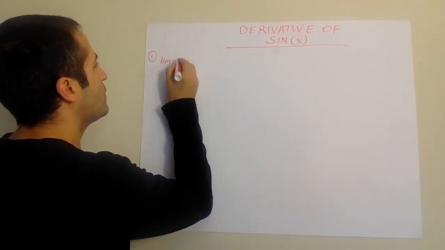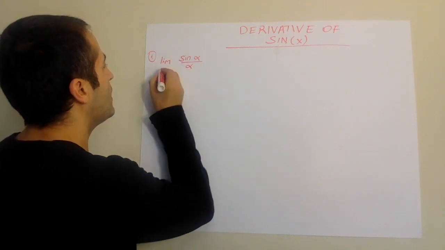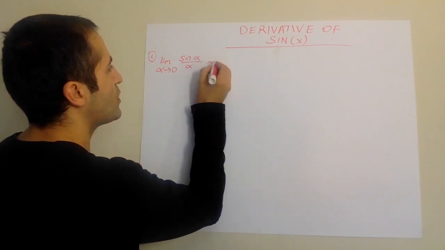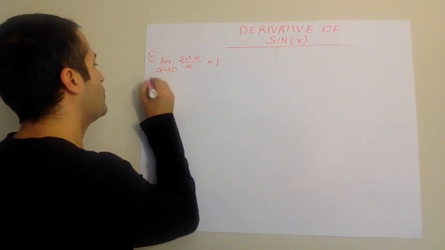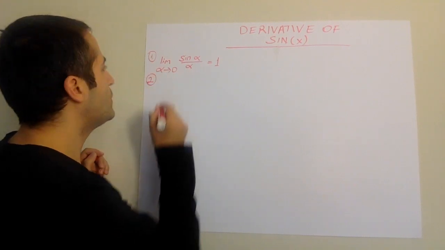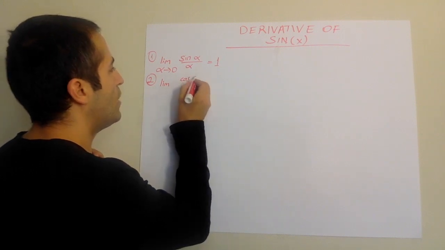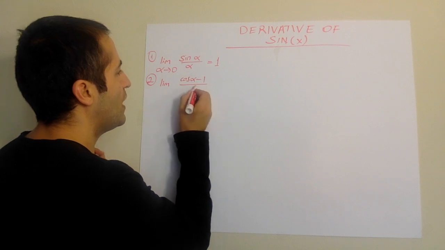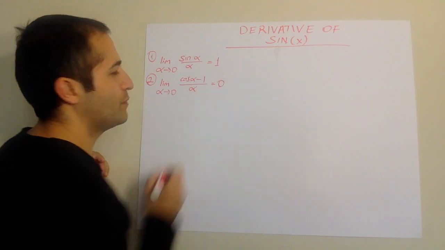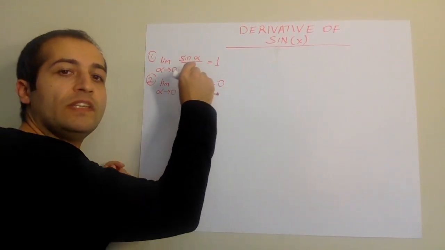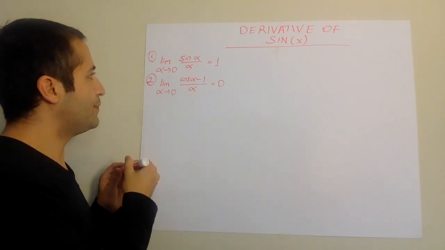The limit of sine of alpha divided by alpha as alpha goes to 0 is equal to 1. The second theorem I'm going to need and I'm going to prove is the limit of cosine of alpha minus 1 divided by alpha as alpha goes to 0 is equal to 0. So I'm going to need these two theorems, so I need to prove them first.